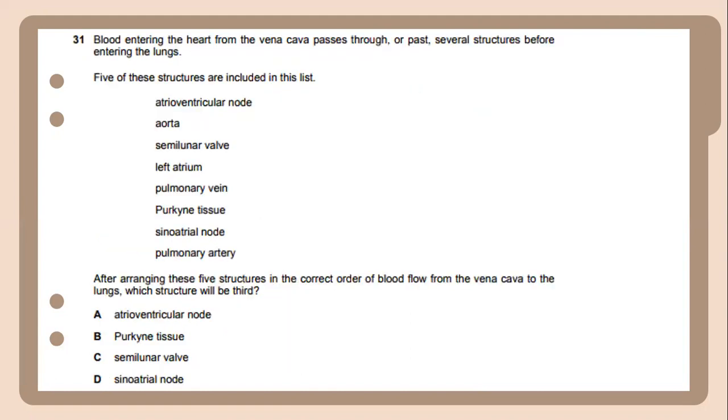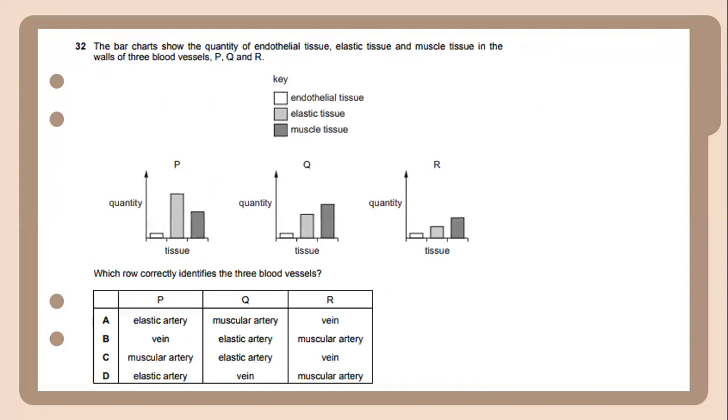Blood entering the heart from the vena cava passes through or past several structures before entering the lung. 5 of the structures are included in this list. After arranging these 5 structures in the correct order of blood flow from the vena cava to the lung, which structure will be third? The answer will be kidney tissues.